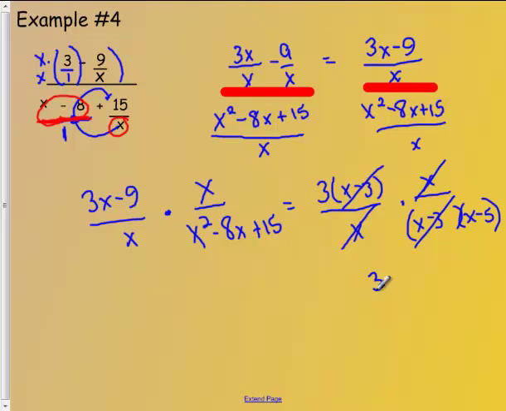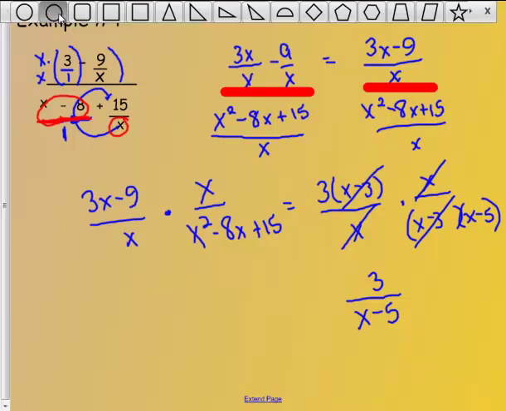I'm left with a 3, and on the bottom, I'm left with x minus 5. And that is my final answer.